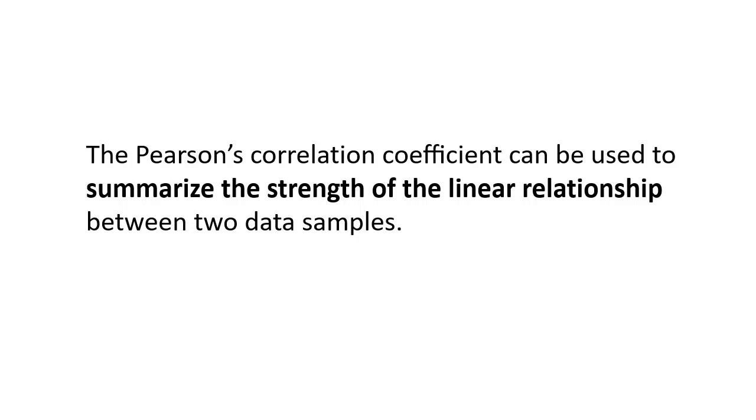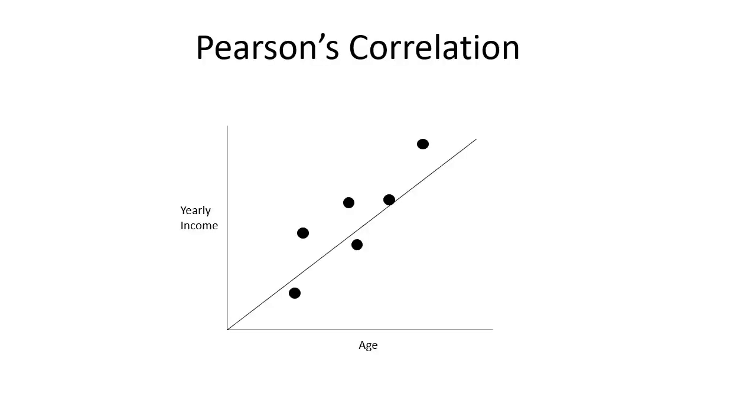The Pearson's R correlation coefficient, named for Karl Pearson, can be used to summarize the strength of the linear relationship between two data samples. The Pearson's R correlation coefficient is calculated as the covariance of the two variables divided by the product of the standard deviation of each sample. Again, that sounds complicated, but it's really not. In our example, as age goes up, yearly income goes up. Pearson's R is simply a measure of the strength of the linear relationship between two variables, in our case, age and income. In the example, you can easily draw a line plotting the relationship.